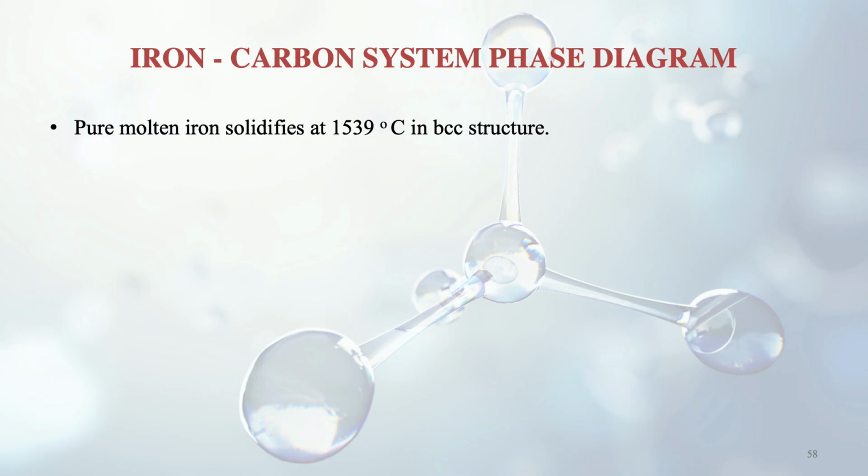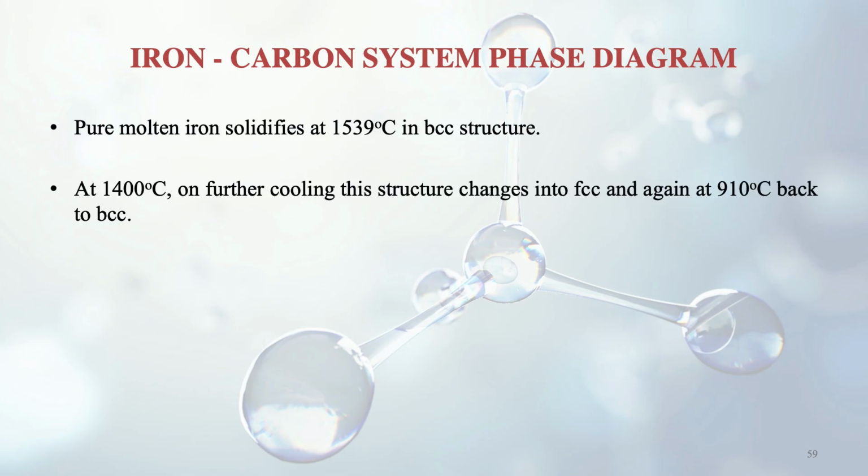Pure molten iron solidifies at a temperature of about 1539 degrees centigrade in the BCC structure, that is, body centered cubic structure. At 1400 degrees centigrade, on further cooling, this structure changes into face centered cubic. Like I told you earlier, body centered cubic, and this is face centered, meaning if there is a cube, then the atoms are present on the face of every side. And again at 910 degrees centigrade, the pure iron is back to body centered cubic.